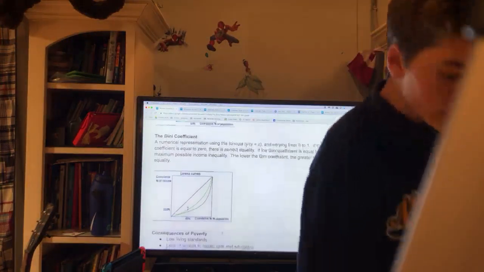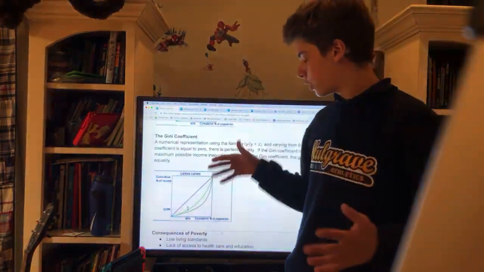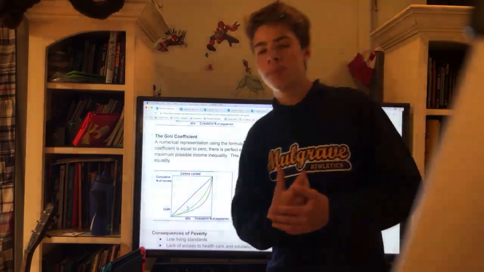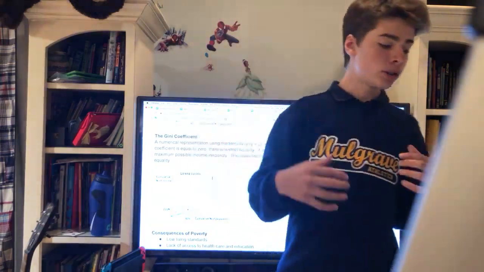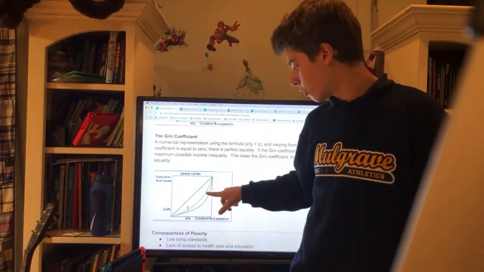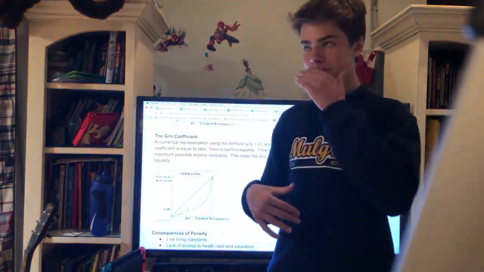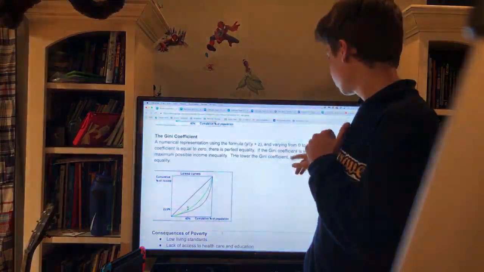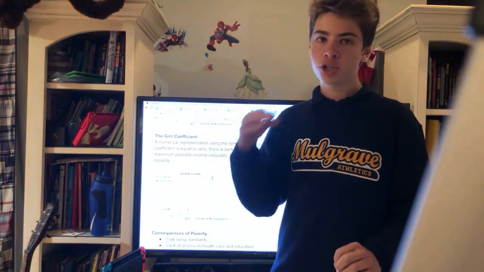So a way to measure this is using something called the Gini coefficient. Another formula where you can get a numerical value and compare it to other countries to see how equal they are compared to you. For example, this area right here is A, this area right here is B. So the formula is A divided by A plus B. That should give you a number from 0 to 1. The closer the number is to 1, the more unequal the country is.